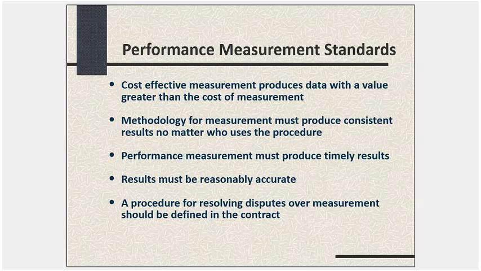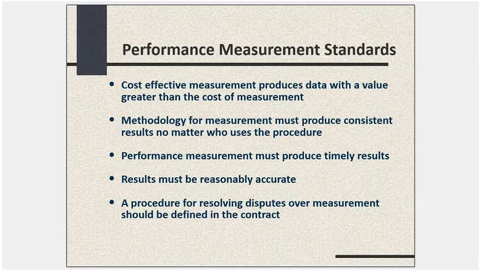So what are some of the performance measurement standards? We talked about this a lot already. The first bullet: cost-effective measurement produces data with a value greater than the cost of measurement. Consistency is the second bullet. The methodology shouldn't be so ambiguous that five different people use it and get five different results. Then you've got an underdefined procedure.